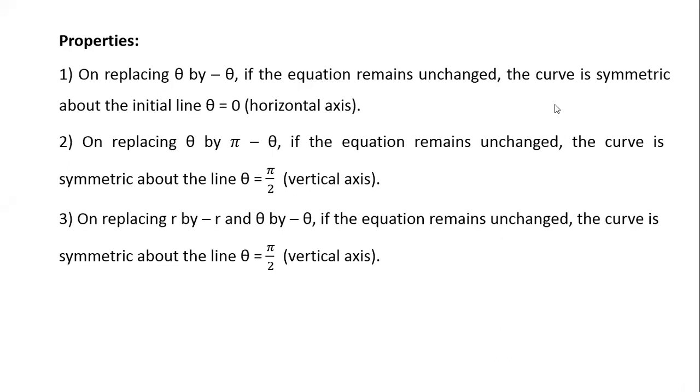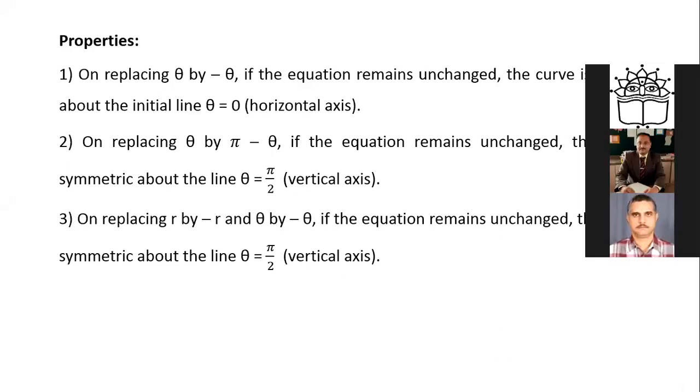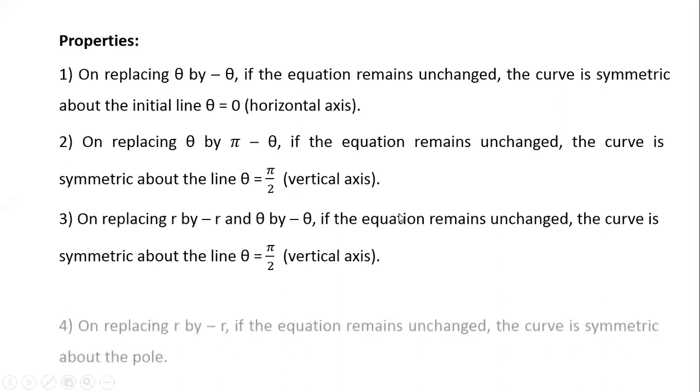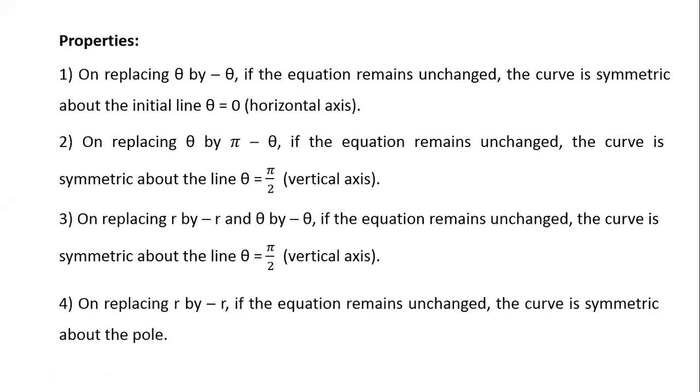So property number 3 is: on replacing r by minus r and theta by minus theta, if the equation remains unchanged, the curve is symmetric about the vertical axis. Property 4: on replacing r by minus r, if the equation remains unchanged, the curve is symmetric about the pole. Pole means origin. It means the curve is symmetric in the first and third quadrants, or in opposite quadrants.